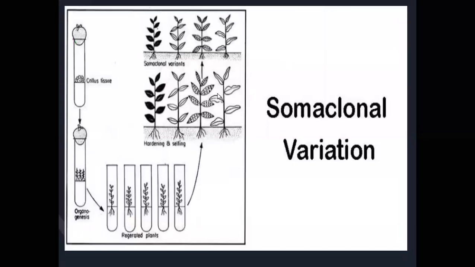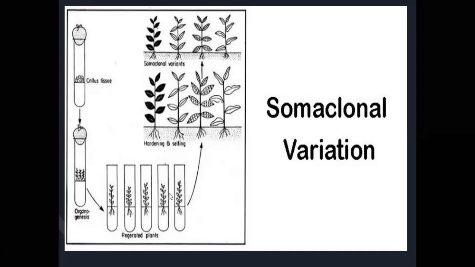And the next one is somaclonal variations. Somaclonal variations are produced by protoplast fusion culture. Protoplast fusion culture produces hybrids called somaclonal variations. Here, we take two different types of healthy plants containing two different varieties of needed characters, so the two needed characters are present in only one plant.